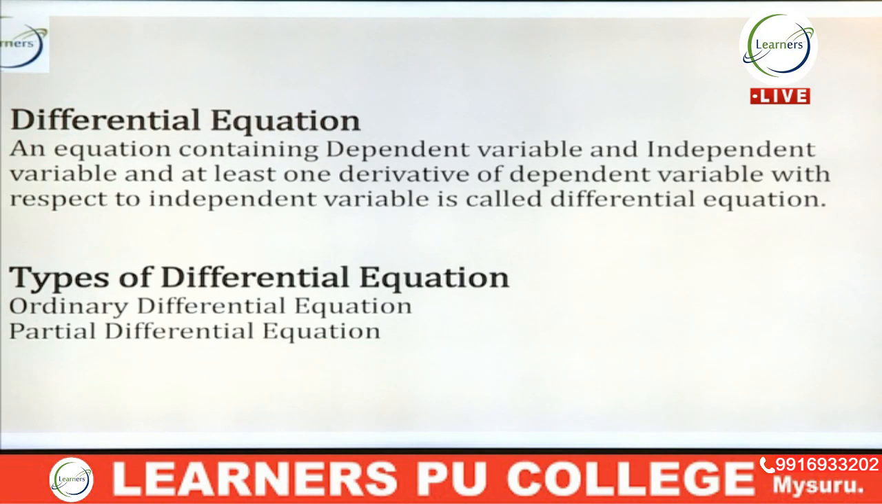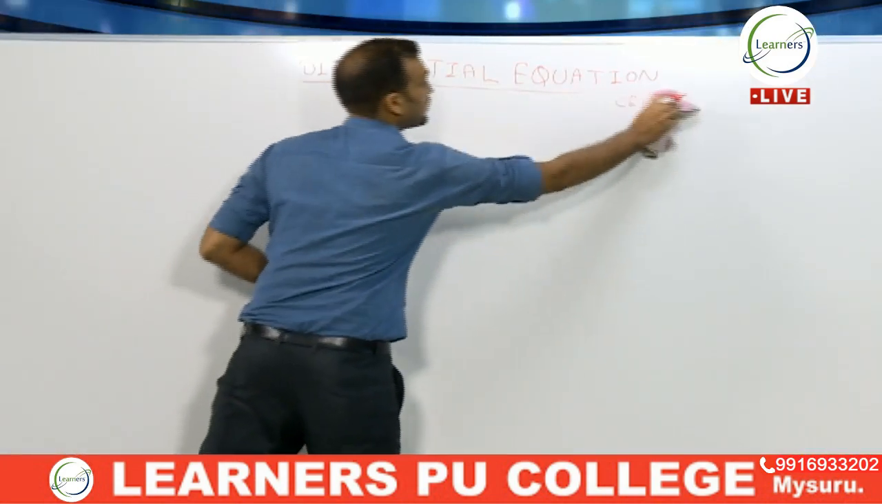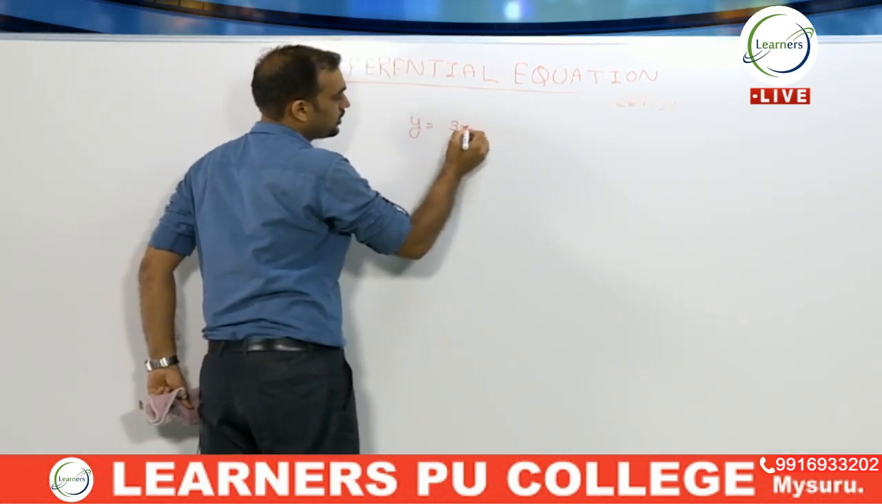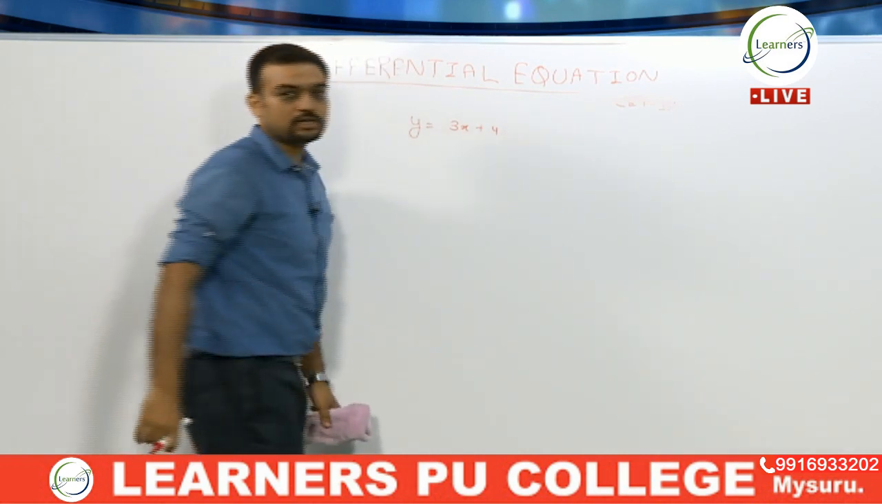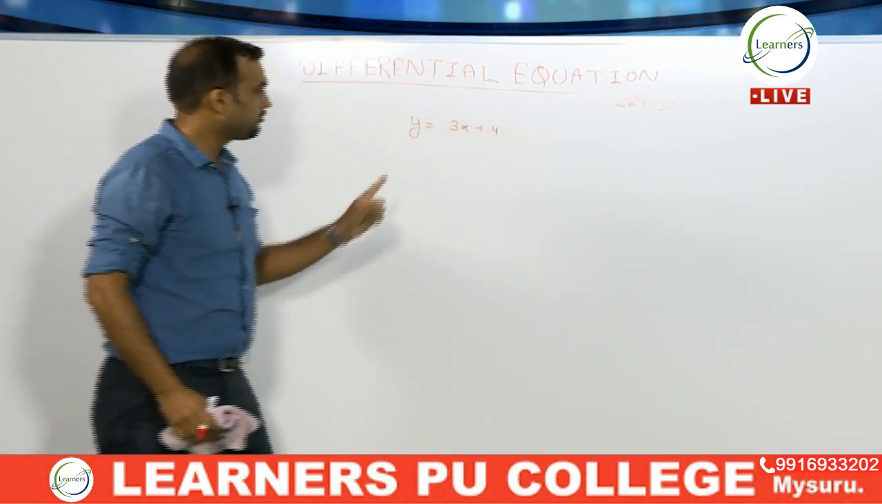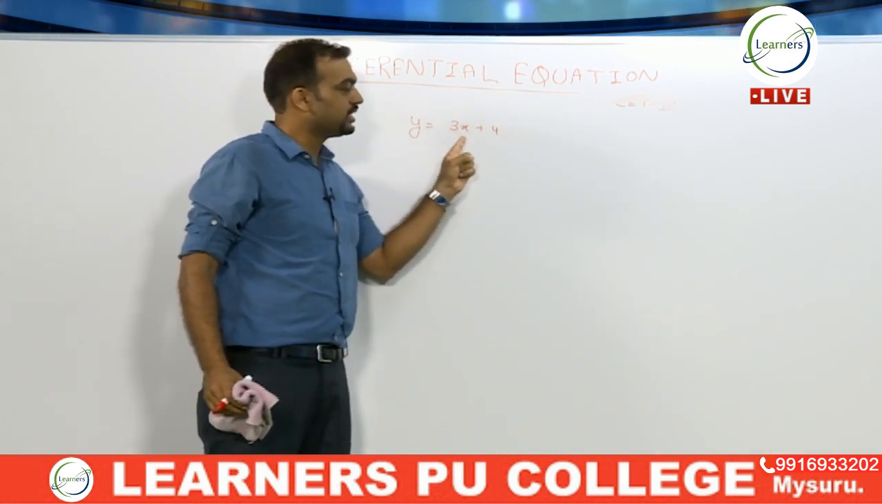So what is the definition of differential equation? An equation containing dependent variable, independent variable and its various derivatives is called a differential equation. For example, suppose I write y is equal to 3x plus 4. Is this a differential equation? No, this is not a differential equation. This is a simple algebraic equation where y is the dependent variable and x is the independent variable; y is dependent on x.